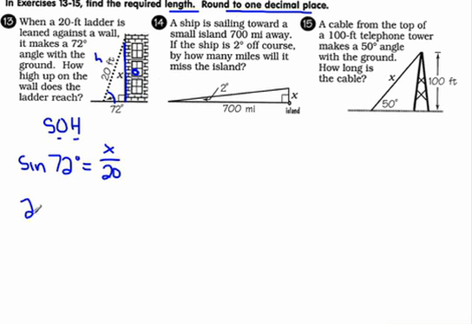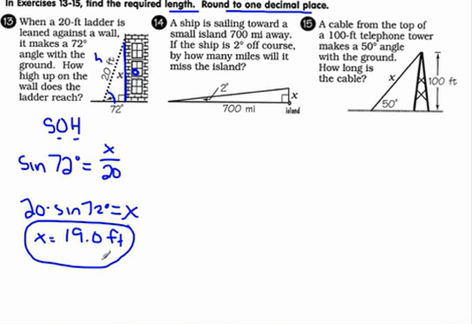I'll multiply both sides by the denominator. That'll be 20 times the sine of 72 degrees. And that'll equal x. When I put this in my calculator, let me see if I can do this correctly. I'll actually get 19.0 feet. Okay, so this ladder actually extends 19.0 feet.